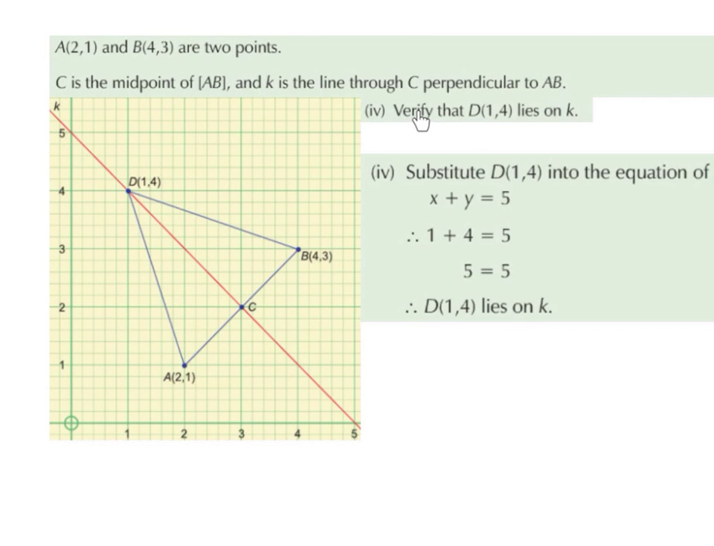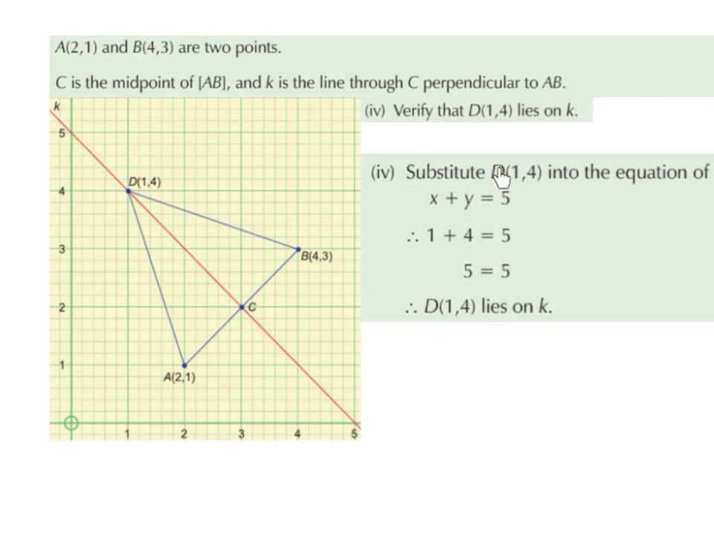Part 4, verify that D (1, 4) lies on K. So if they're saying verify, they're telling us that it definitely does lie on K, and we just have to prove it. If it said investigate if D lies on K, then we wouldn't know if it does or not. So we're being told that it definitely does lie on K, we just have to prove it.